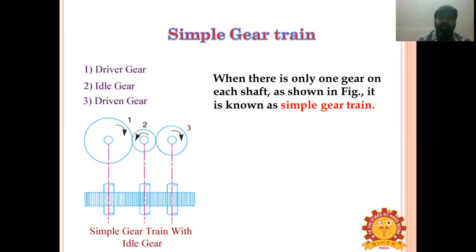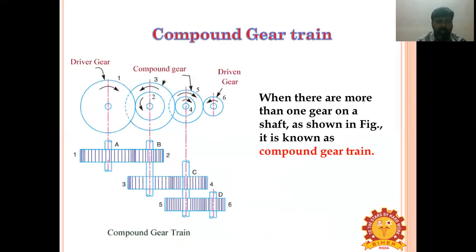So it is the gears which serve to bridge the gap between the first and the last gear. So what is the purpose of this idle gear? To connect the gears when a large center distance is required, and to obtain the desired direction, clockwise or anti-clockwise, of motion of the driven gears. So this is the diagram of a simple gear train.